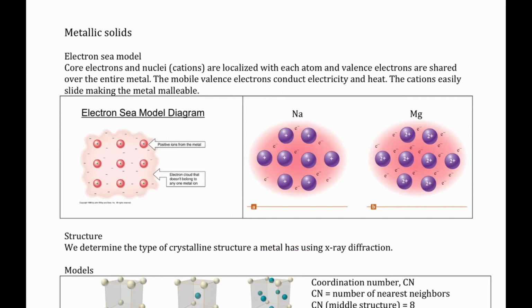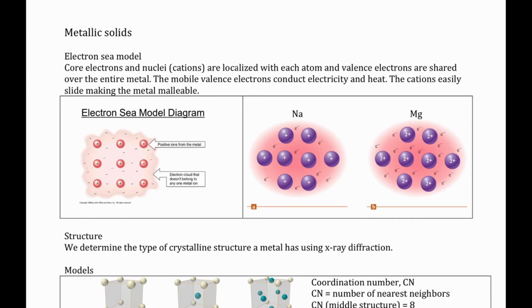Just a little bit on why they conduct. One description of a metallic solid is called the electron sea model, where we have, like you could say, a chunk of sodium metal or a chunk of magnesium metal. We have the atom with the valence electron, in the case of sodium 1 valence electron, in the case of magnesium 2 valence electrons, that are somewhat loosely bound to the rest of the atom, being the nucleus and the core electrons.